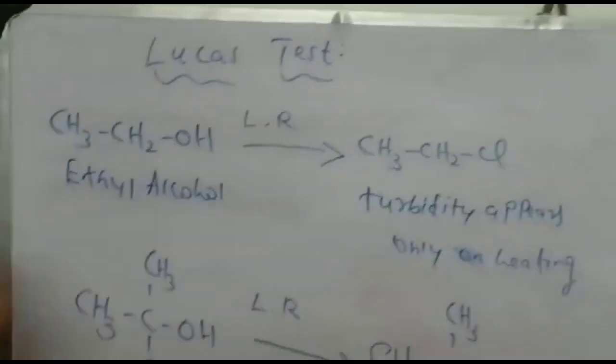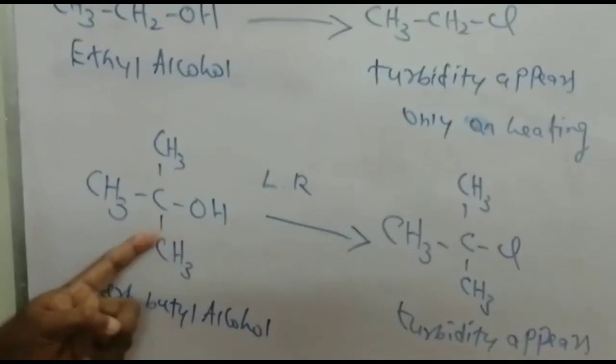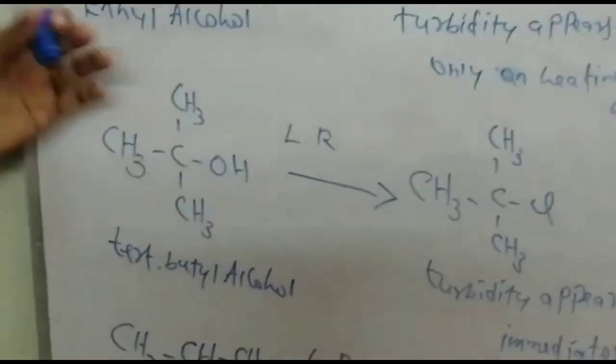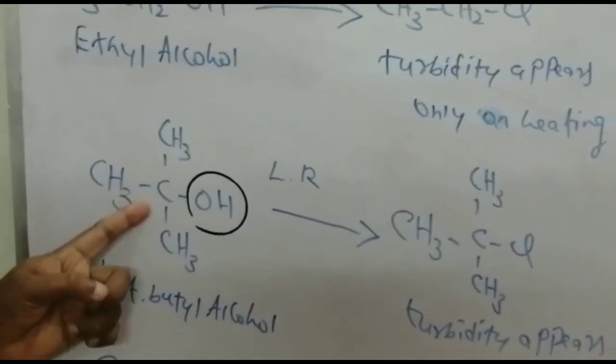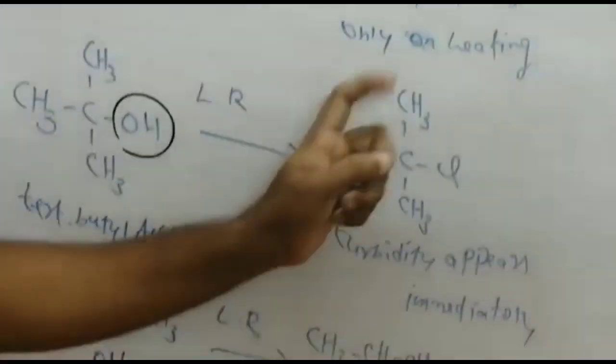Understand now? In case of tertiary alcohol, turbidity appears immediately. In case of secondary alcohol, turbidity appears after 5 to 10 minutes. But in case of primary alcohol, turbidity appears only on heating. What is the reason? This tertiary alcohol has no alpha hydrogen atom. Is it clear? So this is a functional group OH. The next carbon is called alpha carbon. This alpha carbon does not contain alpha hydrogen. So in the absence of alpha hydrogen, the reaction takes place immediately. That's why turbidity appears immediately.